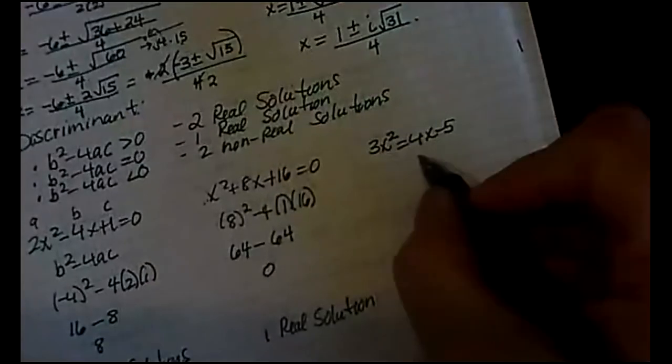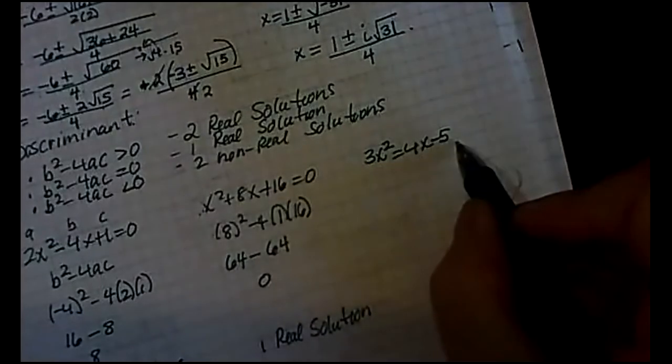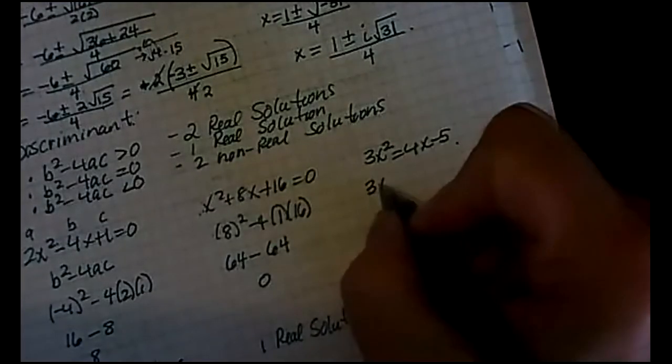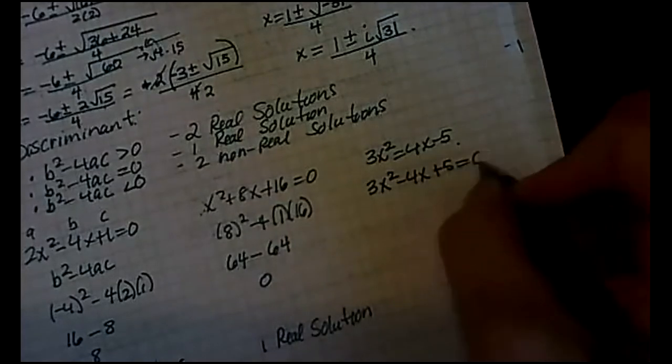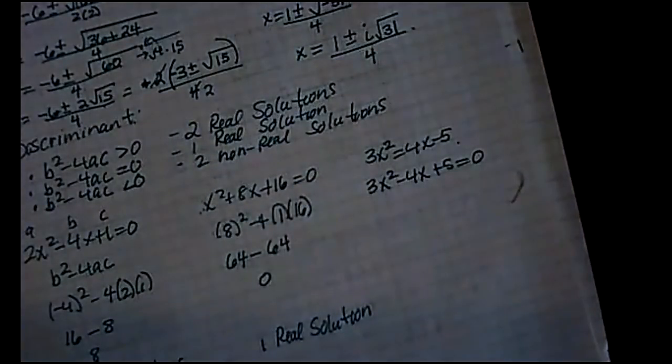Now notice these are not all on one side of the equal sign, so it's going to be off if you don't. So I want to subtract 4x, add 5, and set it equal to 0. You want everything on one side of the equal sign. Okay, now do your discriminant.